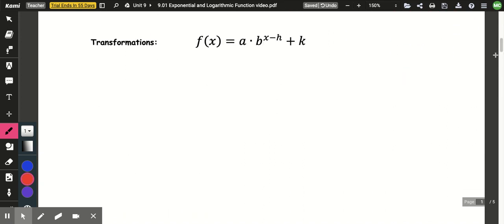Okay, just like with all of our other units, we're going to have transformations that we could use with these basic parent functions. So the b follows the same rules that we had up in the top there. If the b is greater than 1, then we're starting off with an exponential growth function. If the b is between 0 and 1, then it's exponential decay for the parent. But then these transformations could cause it to do other things here. Okay, just like with all of our other functions, a is going to be a vertical stretch or compression.